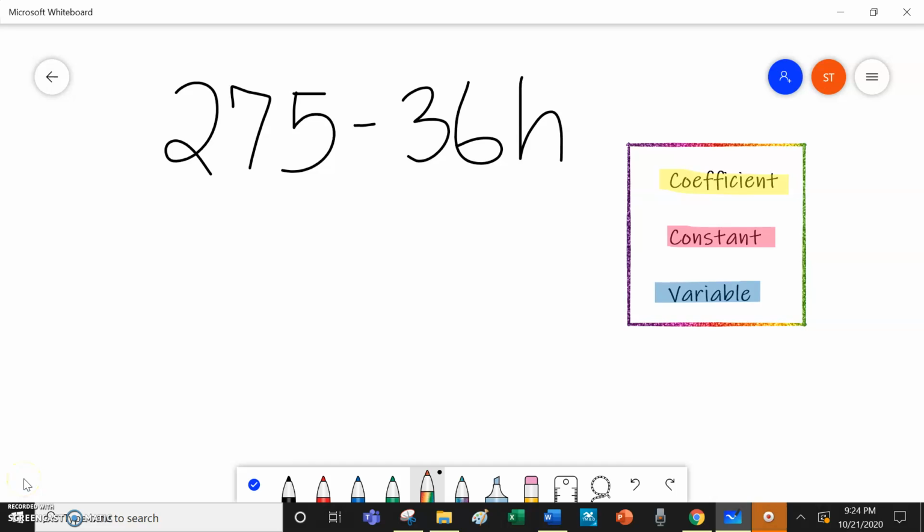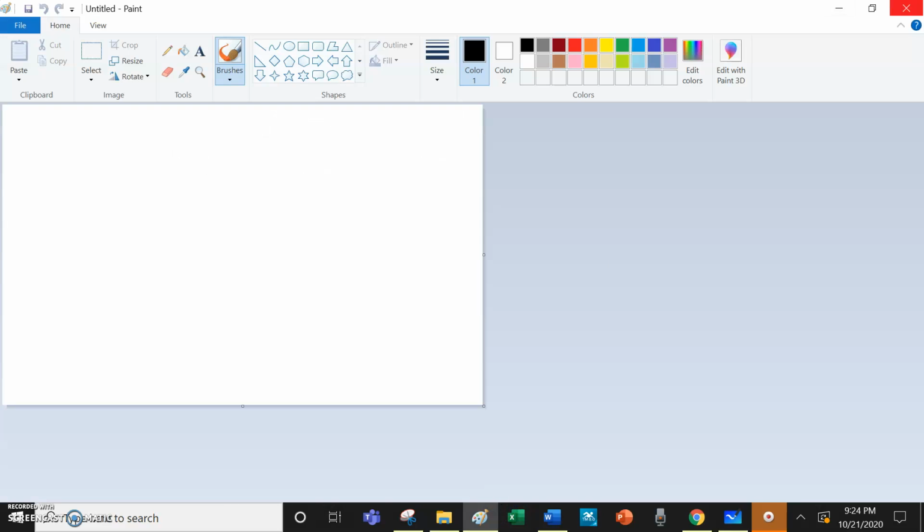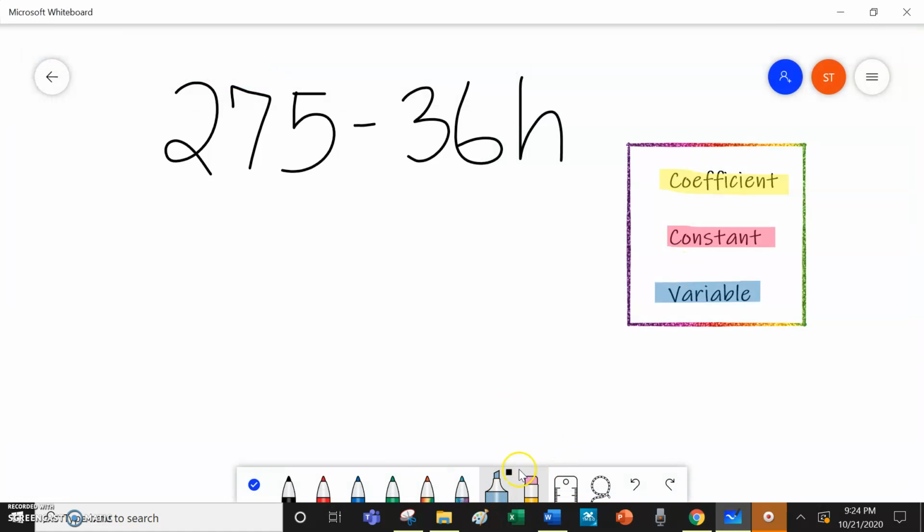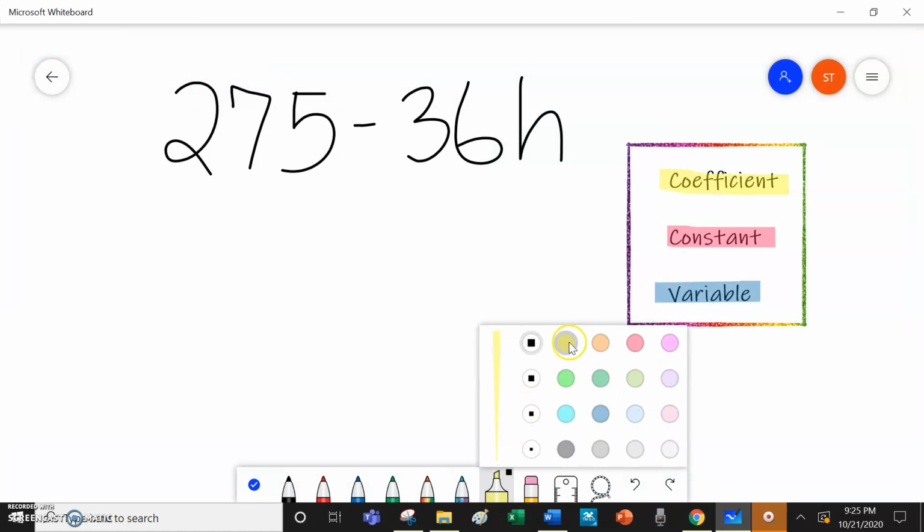This is an example of how to identify the coefficient, the constant, and the variable in an algebraic expression. In this example, we are identifying the coefficient in yellow, the constant in red, and the variable in blue. So our coefficient is the number that multiplies the variable.